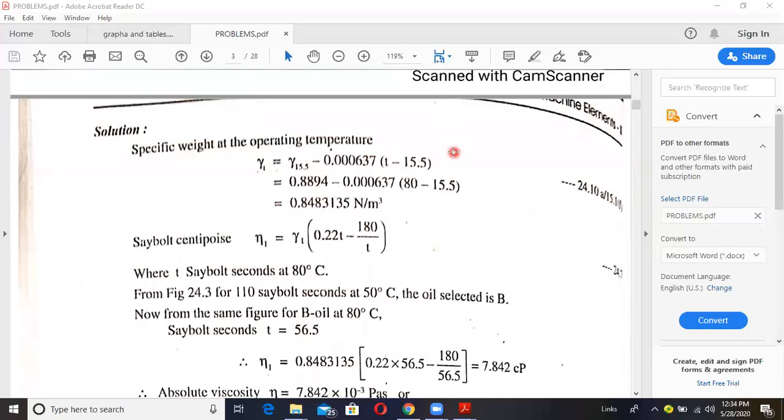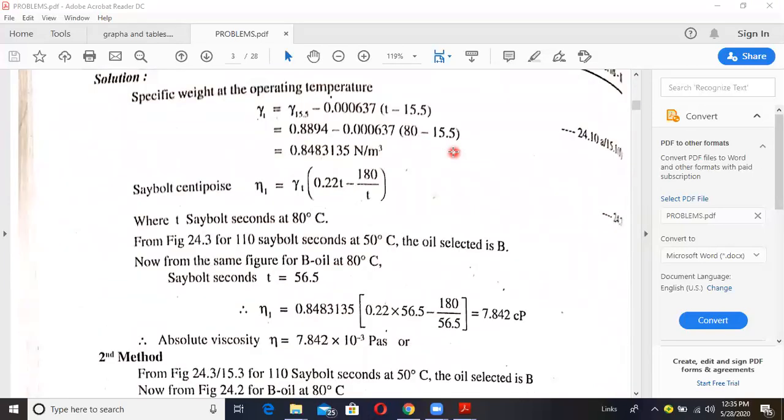Now, first, see, this is the formula to calculate eta. Eta is equal to gamma T into (0.22 T minus 180 divided by T), from the equation number 24.3 you will get. Understood?